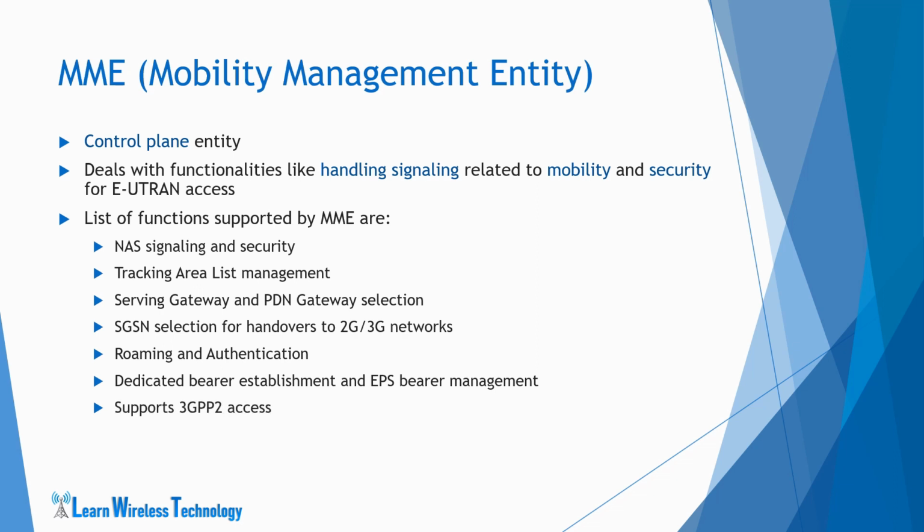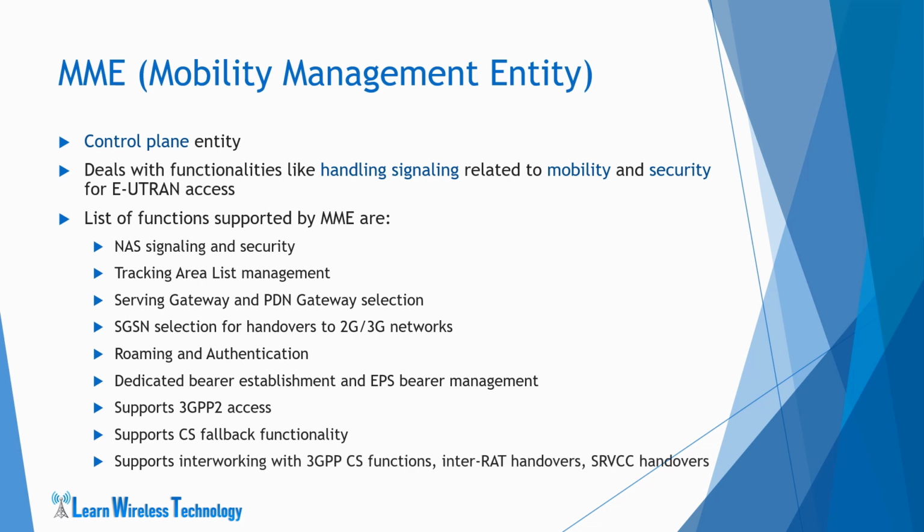MME also helps in providing access to 3GPP2 networks such as CDMA and eHRPD. CDMA and eHRPD are the 2G and 3G technologies which are deployed in a few countries. For example, in the USA, Verizon's 2G and 3G network is based on CDMA and eHRPD technology. MME provides access to these networks when UE performs a CSFB call or when UE performs inter-RAT handover. It supports CS fallback functionality. We discussed before how the user falls back to UTRAN or GERAN, that is 3G or 2G network, while in EUTRAN or 4G network, which allows the call to transfer towards the circuit switch domain.